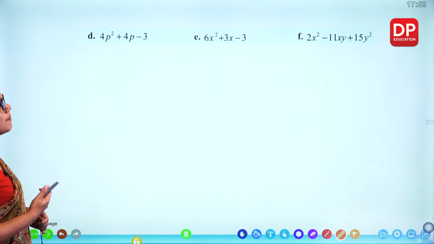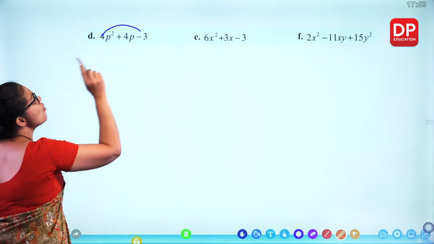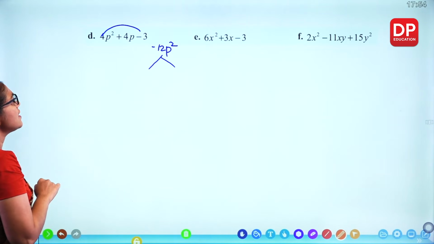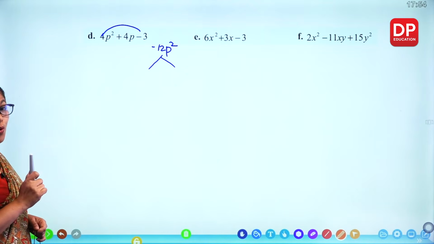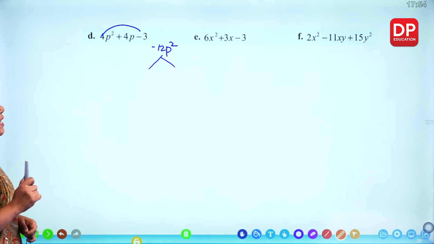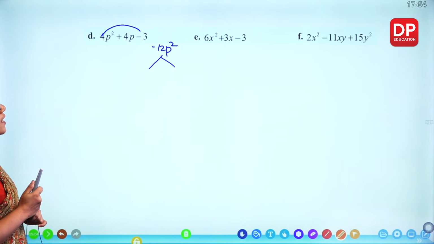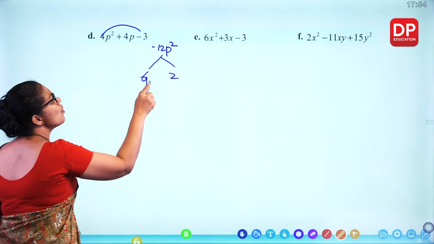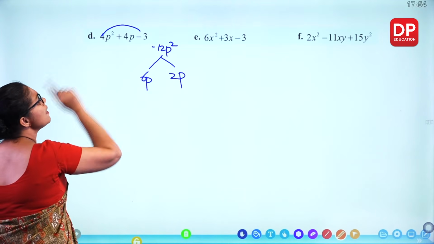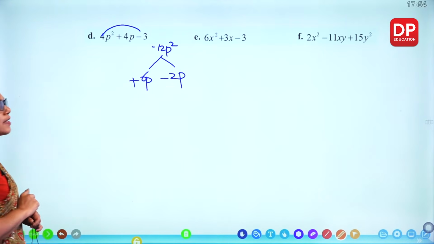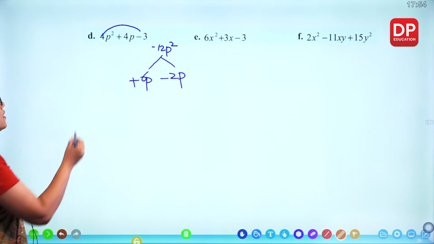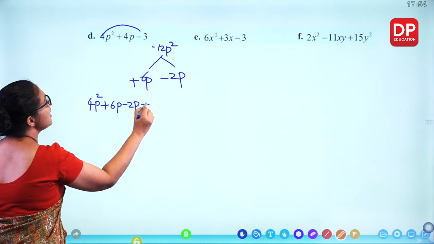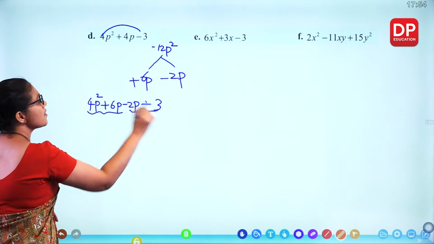Now we'll look at the next part. So here, similar as before, you multiply these two. 4 and minus 3, you get minus 12p squared. Try to write down the factors. You are getting plus 4. So that means the bigger number should be plus. So what are the factors of minus 12? You can write 6 and 2. So which one is positive? The bigger number. So you can write plus 6p and minus 2p. So split the middle term to plus 6p and minus 2p and then factorize separately.